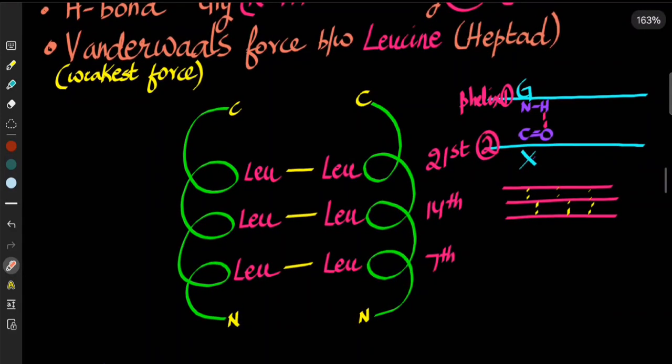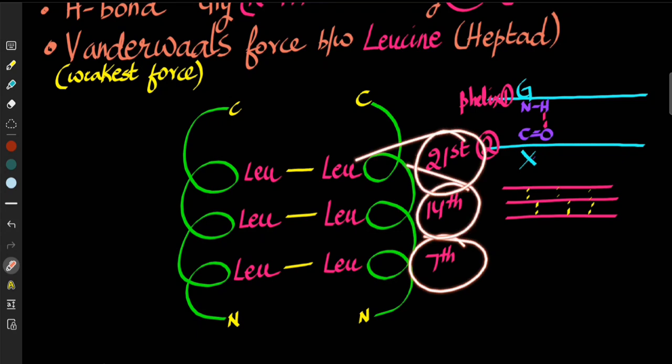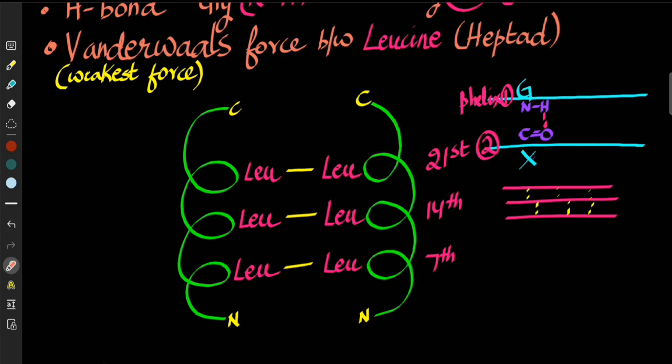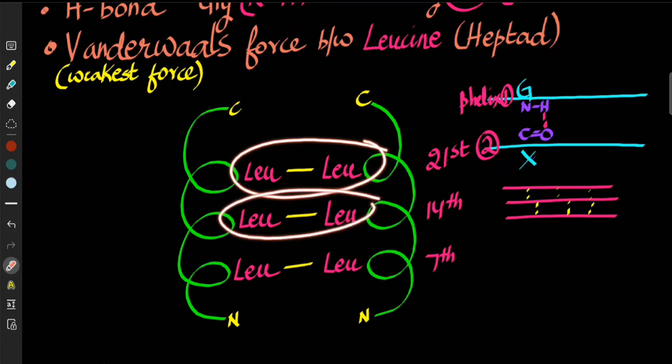As you can see over here, every leucine which is present in a heptad manner, that means it is repeating after every seventh amino acid. That means this is the seventh one, then this is the 14th, then 24th. So it is repeating after itself in a heptad manner, right? So this leucine will try to form bonds with one another.